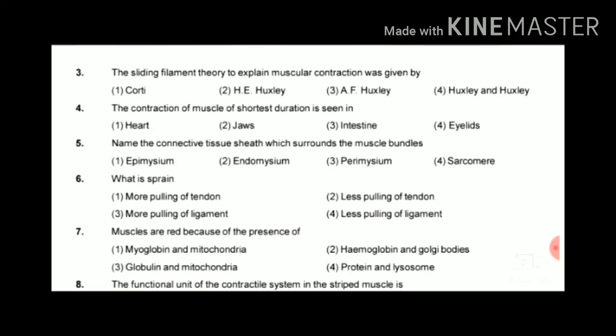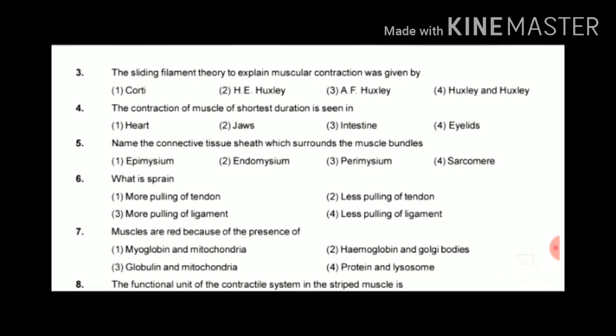Next is question number 5. Name the connective tissue sheath which surrounds the muscle bundles. Number 1, epimysium, number 2, endomysium, number 3, perimysium, and number 4, sarcomere.